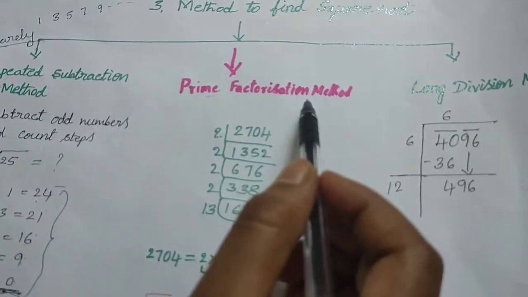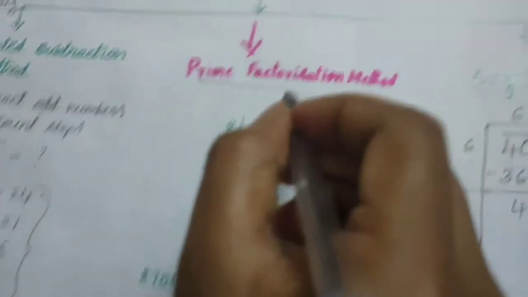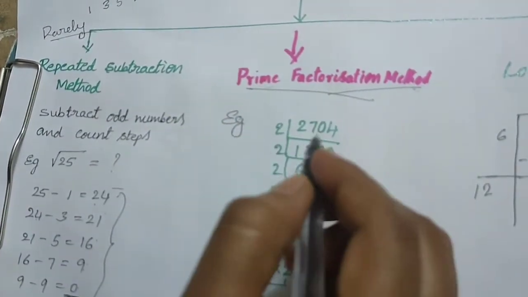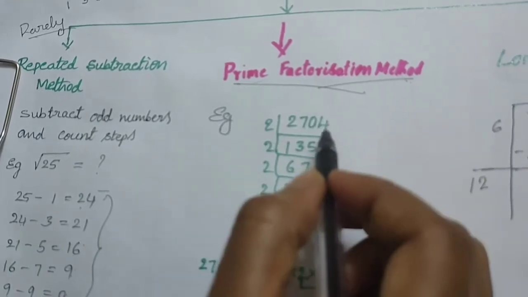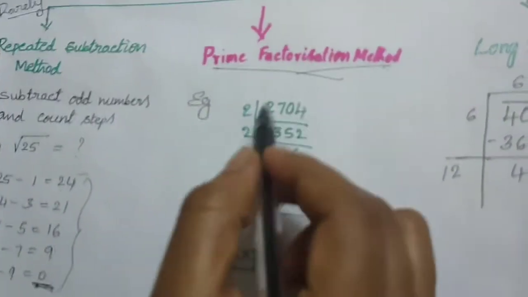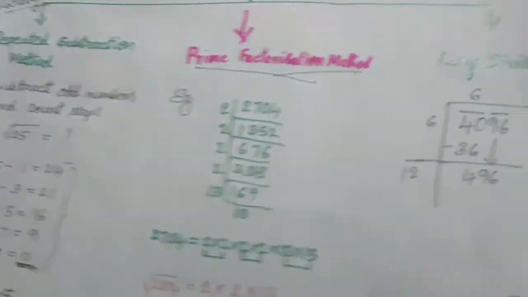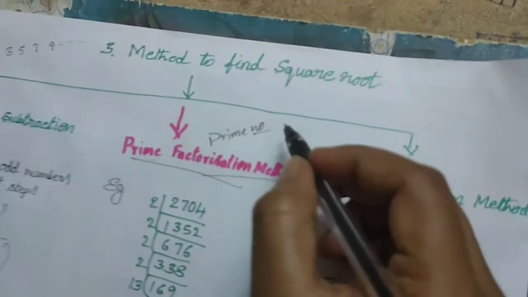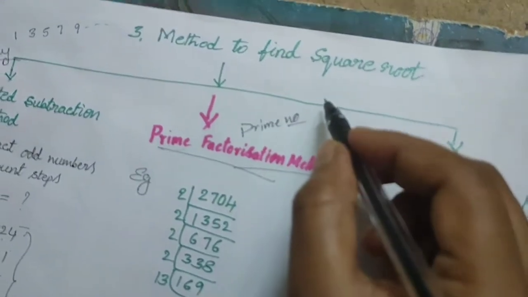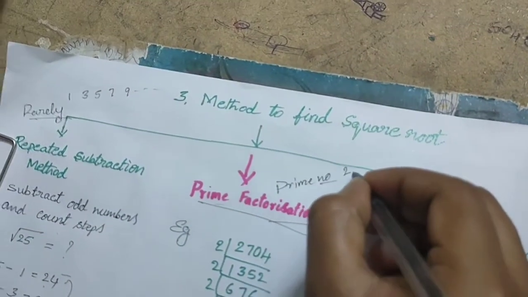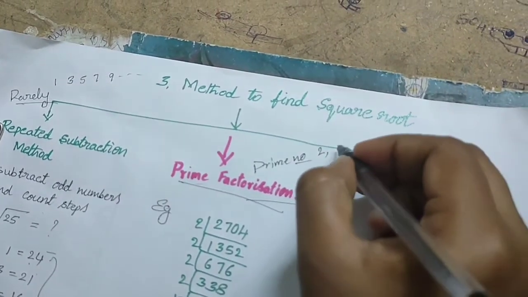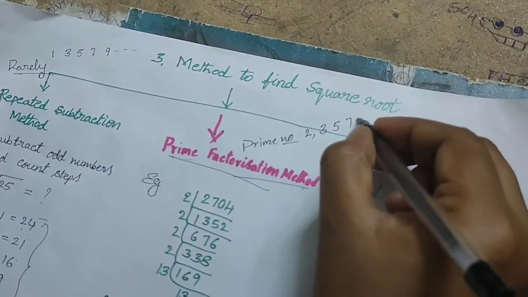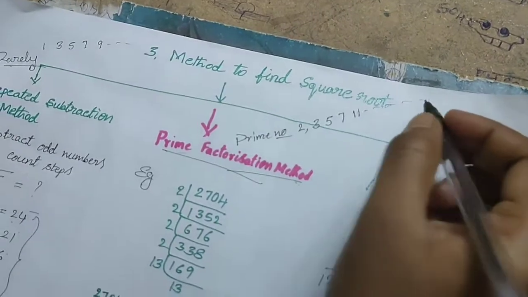Prime factorization method. This is a very friendly method to find the square root of a square number. Here I will take one example: 2704. So you can look at this one. Now we can select any prime number. You know what prime numbers are? Prime numbers are numbers divisible only by themselves and by 1. The smallest prime number is 2. Next is 3, next one is 5, next one is 7, next is 11, like that.